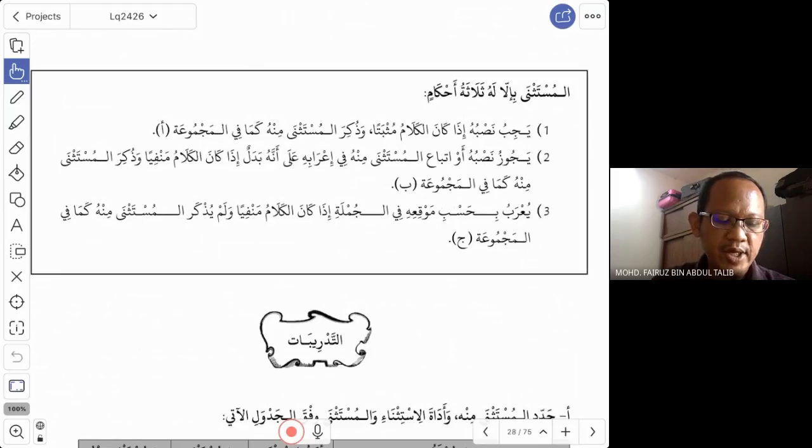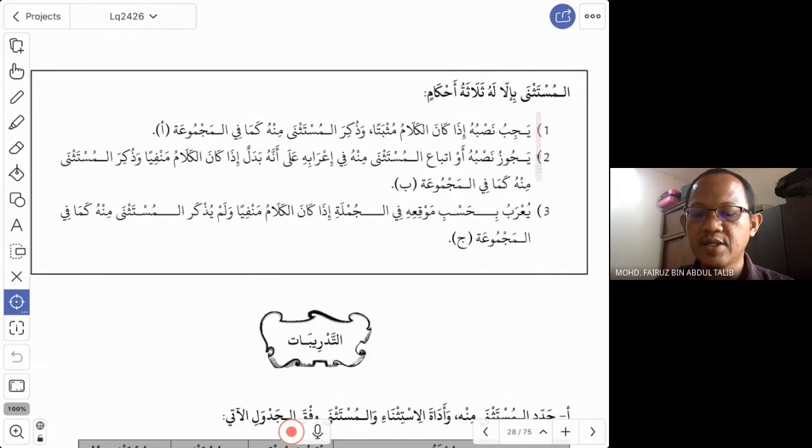Here they say al-mustathna bi'illa. The focus here is about the mustathna, which is the word after the word illa, the words following illa. Al-mustathna bi'illa lahu thalathatu ahkam. It has 3 hukum. 3 hukum here means 3 i'rab.